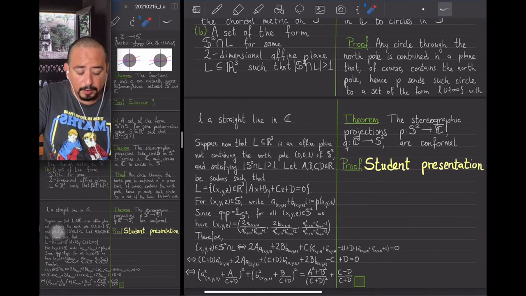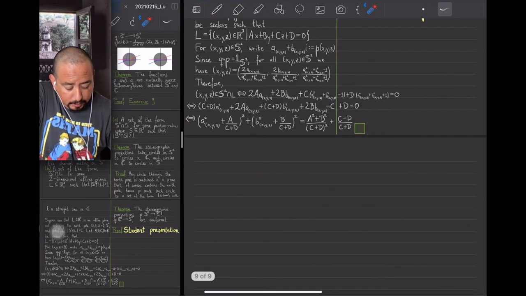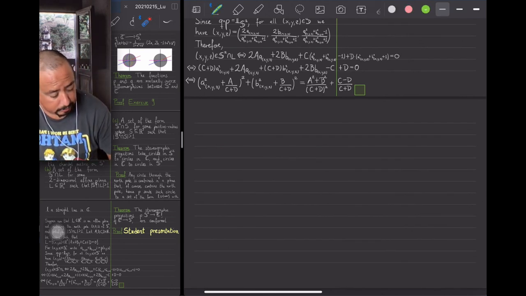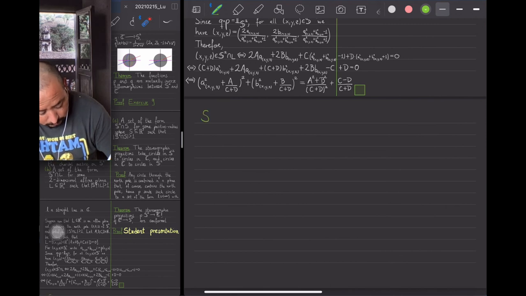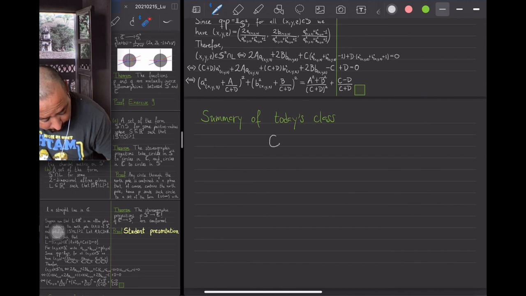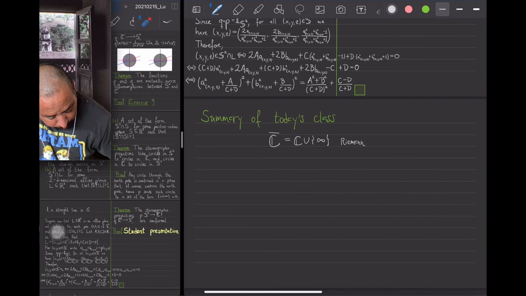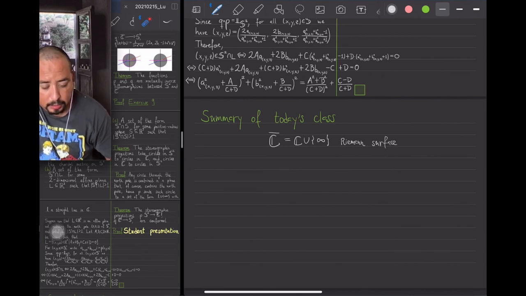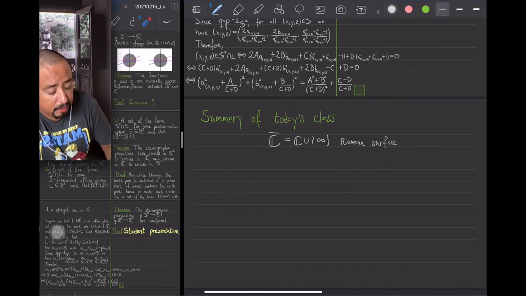So let us give a brief summary of today's class. First of all, we introduced C bar as the one point compactification of C. And we saw that it is a Riemann surface. So we provided a complex atlas with only two charts, but a complex atlas nonetheless.